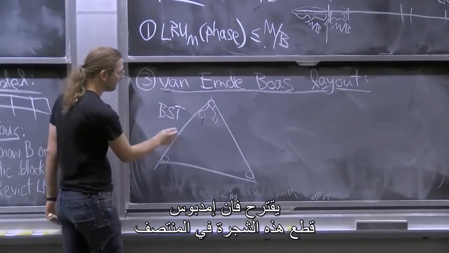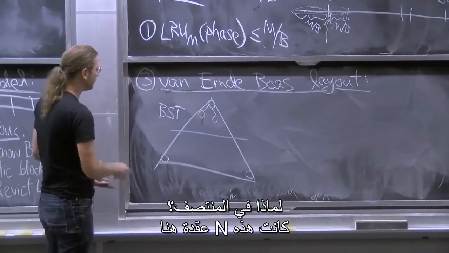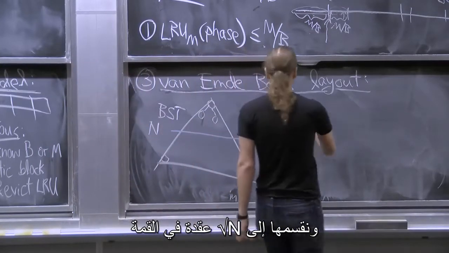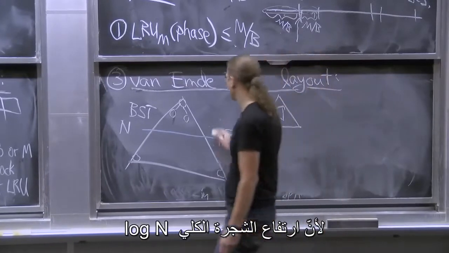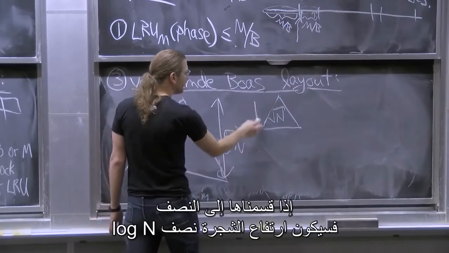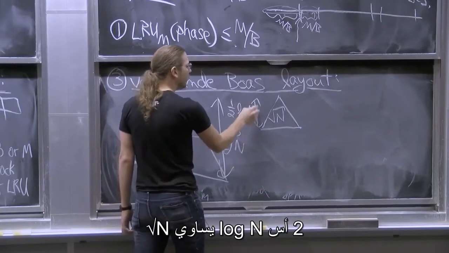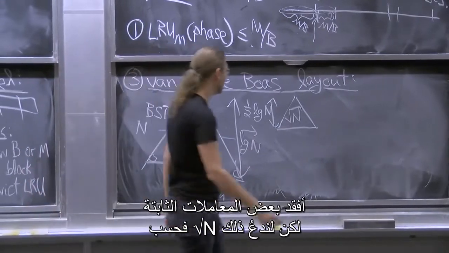suggests cutting this tree in the middle. Why in the middle? This was n nodes over here, and we're breaking it up into square root of n nodes at the top, right? Because the height of this overall tree is log n. If we split it in half, the height of the tree is half log n. 2 to the half log n is root n. I'm losing some constant factors, but let's just call it root n.